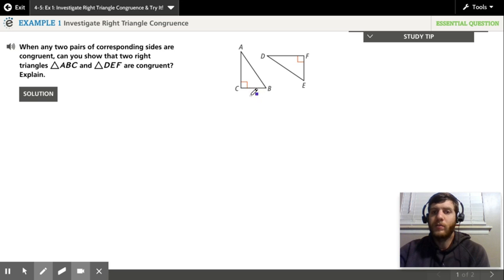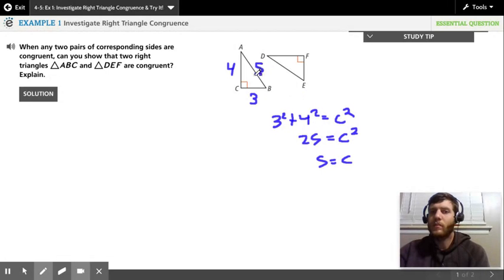For example, if we knew this was 3 and this was 4, we can use the Pythagorean theorem: 3 squared plus 4 squared equals c squared. If we solve that out, 9 plus 16 is 25. Take the square root of both sides, so we get c equals 5. So if you have two sides, you can always find that third side.